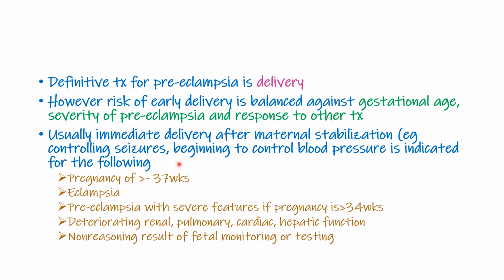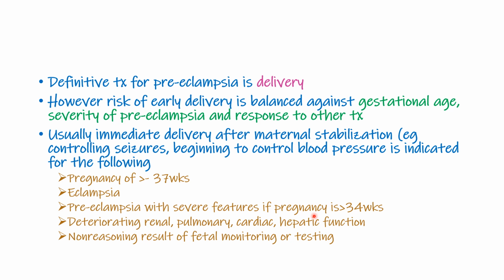When you have controlled your seizures or when you're beginning to control blood pressure, delivery is indicated in pregnancies that are greater than 37 weeks, when you have eclampsia. When you have eclampsia, kindly note, make sure you can deliver this mother within at least 18 hours. And then preeclampsia with severe features. If you have preeclampsia with severe features, then you go to delivery.